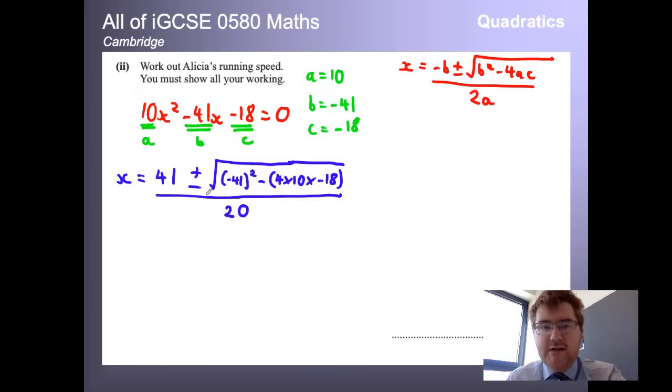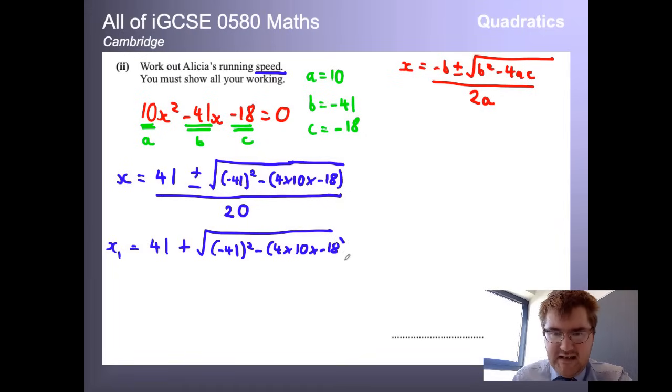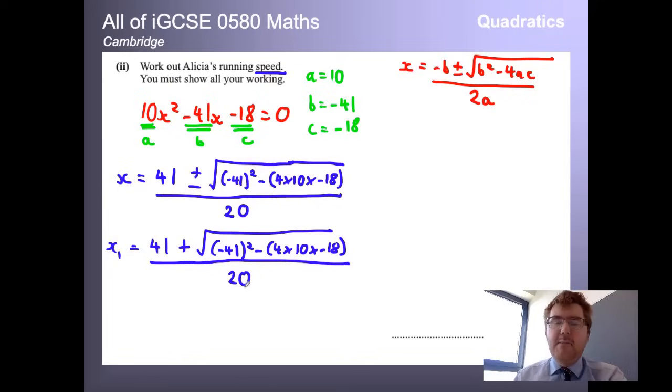Now, because we're looking for a running speed, it always has to be positive. So at this point, I'm just going to look for the positive answer of this. So I'm going to look for x1, which is 41 plus the square root of minus 41 squared minus 4 times 10 times minus 18 all over 20. So this is where the power of my calculator is going to come in. Let's pop this into my calculator.